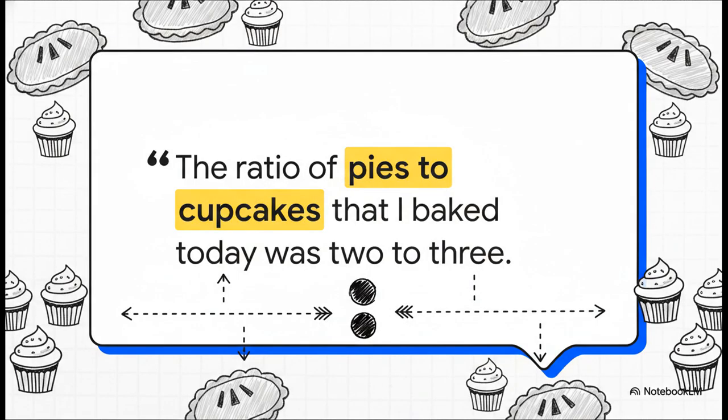This example is perfect. When you hear the ratio of pies to cupcakes was 2 to 3, what does that mean? It just means for every 2 pies that were baked, there were 3 cupcakes. See? It's just a clean way to state that relationship.